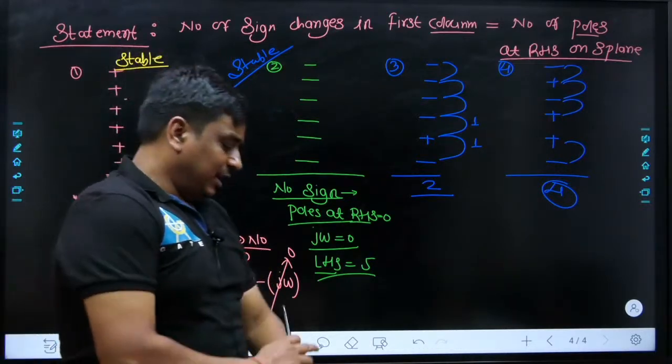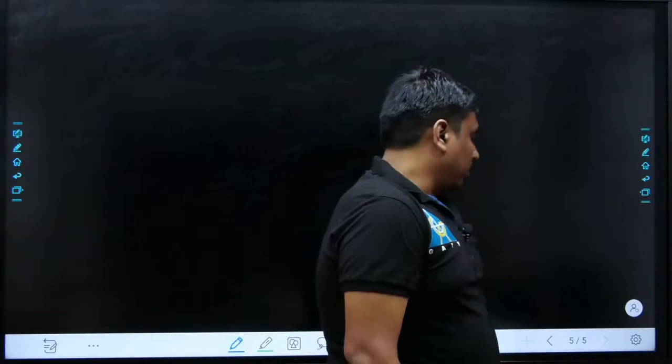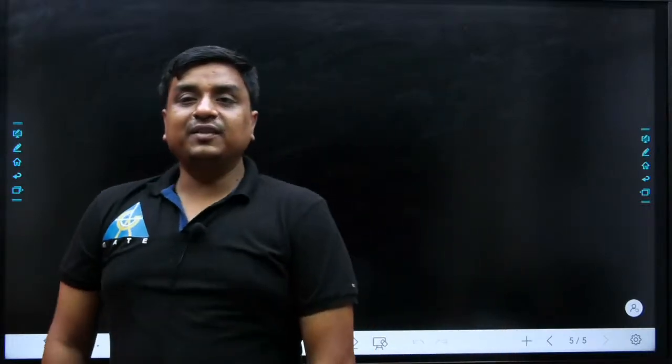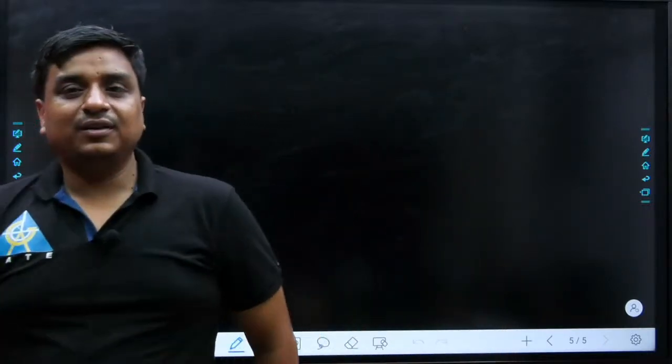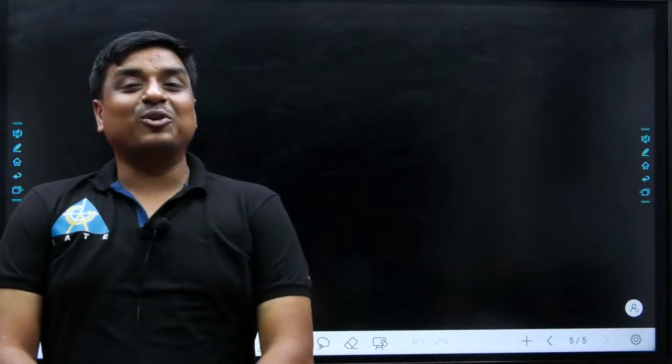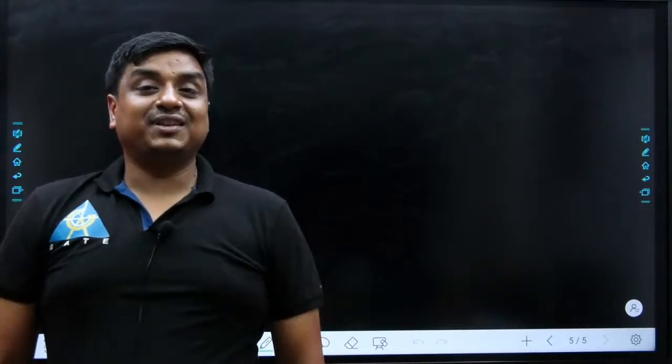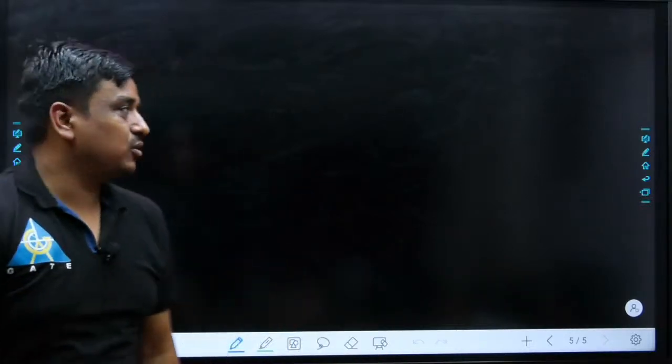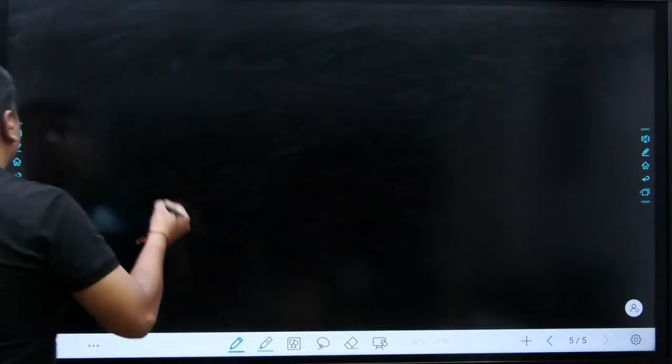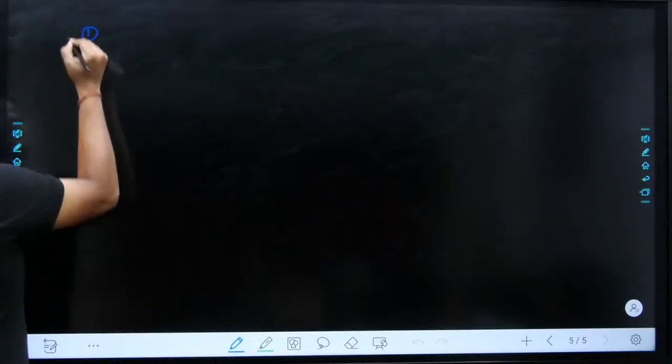So let me do one thing. Let me take a brisk few problems. Let me design a problem by myself, and we'll try to judge whether the ROUTH HURWITZ concept is working fine or not. So let me take the first problem. Here goes my first problem.